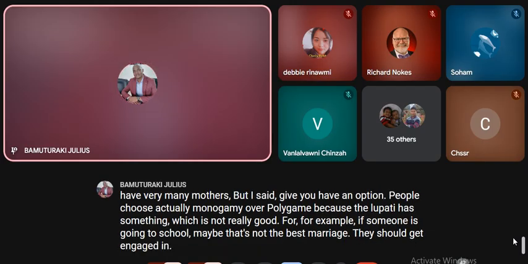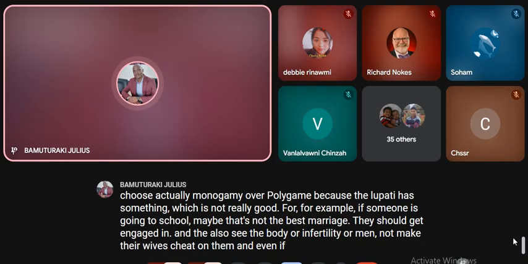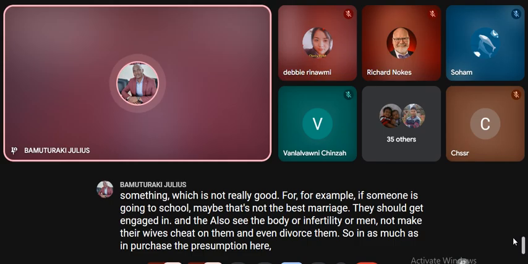engaged in. And we also see the barrenness, or infertility of men that make their wives cheat on them and even divorce them. So, in as much as in patriarchy, the presumption here is that men have everything, they can do whatever they want.